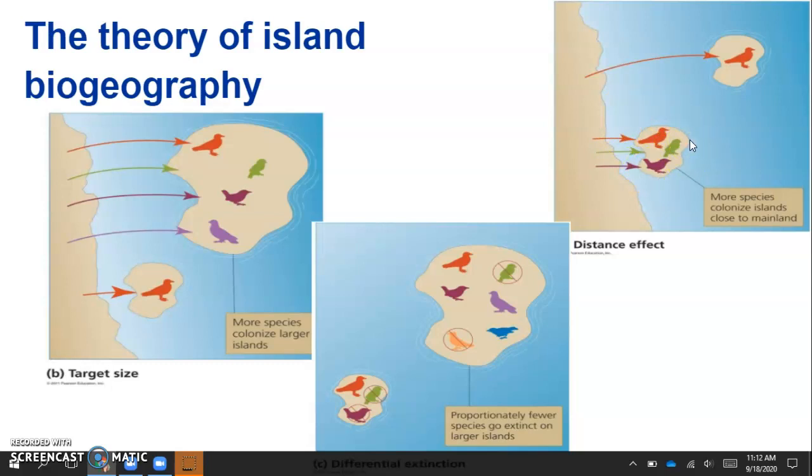So again, the amount of biodiversity that an island has will be dependent on how large it is. Larger islands tend to have more biodiversity, and also on how close it is to the shore. Closer islands will have more biodiversity because they have higher rates of immigration. So the Goldilocks island for biodiversity would be a large island that's close to the shore.